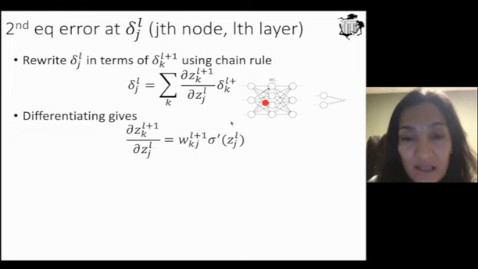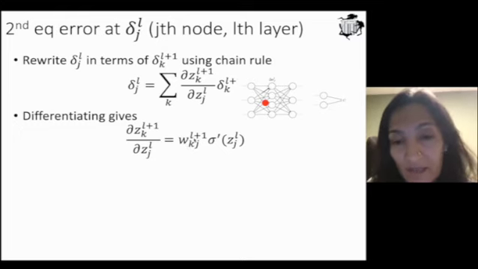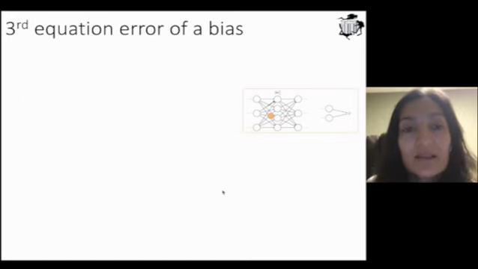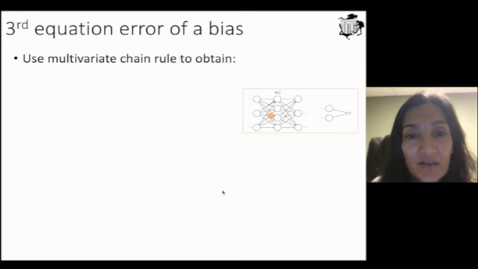Differentiating this gives you this quantity where you have the weight of the L plus 1th layer times the derivative of the activation function in terms of the input coming in, and then you get a formula that looks like this, which sums over all of the weights in the next layer with respect to the activations in the present layer. The third equation is the error of a bias function.